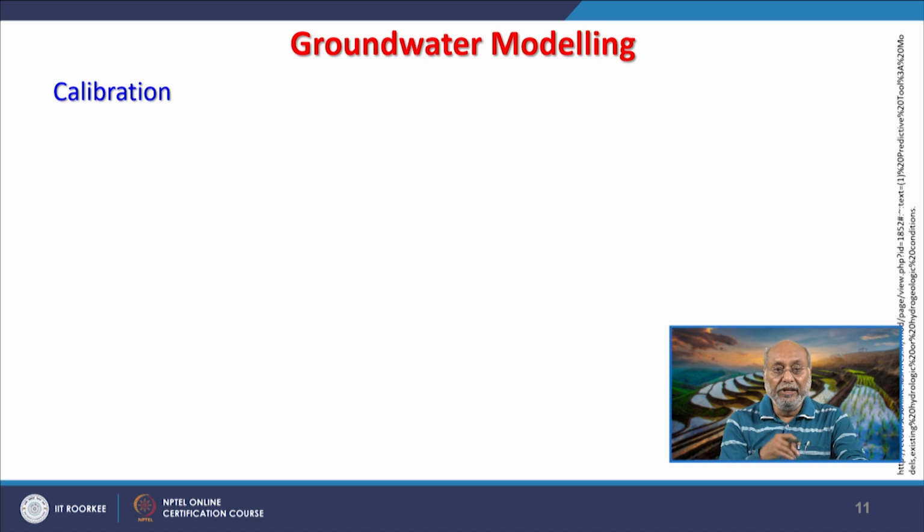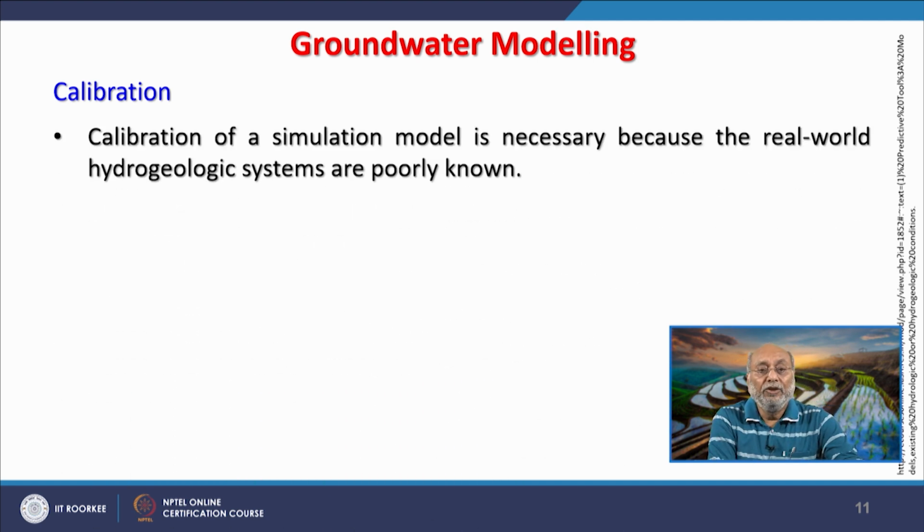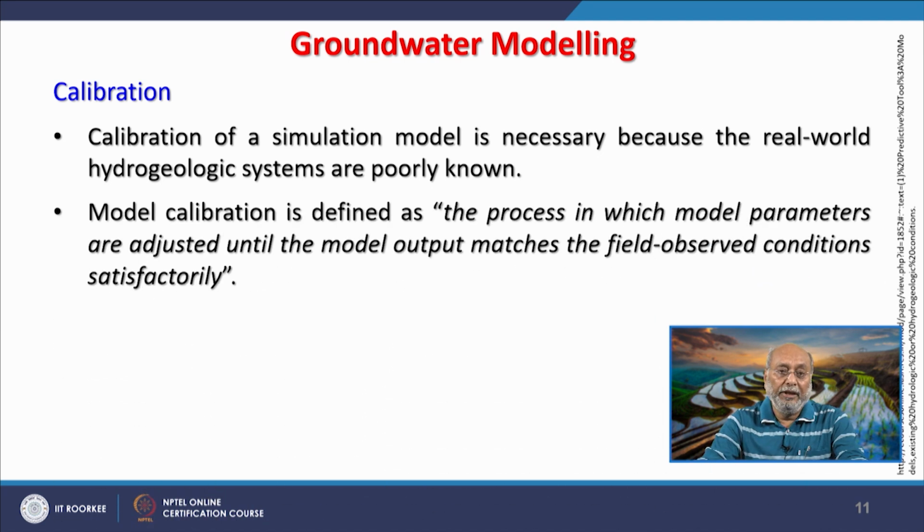Now, another important point which comes once boundary conditions have been designed and initial conditions have been obtained: calibration. Each model has to be calibrated, so that the output which comes would be more accurate. Calibration is necessary because real world hydrogeologic systems are poorly known. These are subsurface systems, and many times we do not have much detail except through subsurface geophysics, or maybe test drilling and others. But these are also only representations, and they might not give you full knowledge about the hydrogeologic systems in the area.